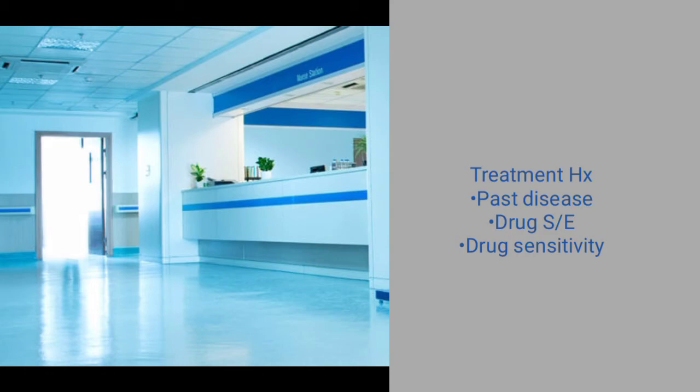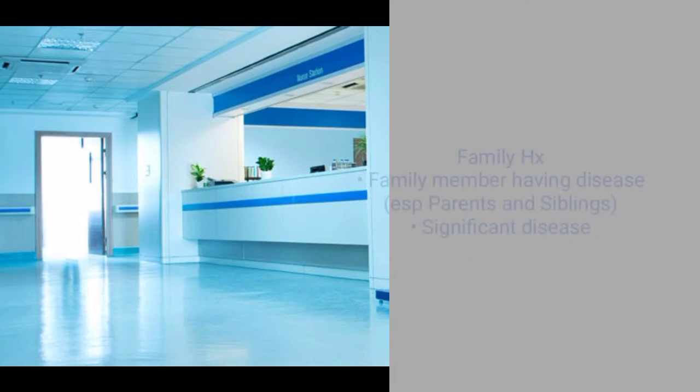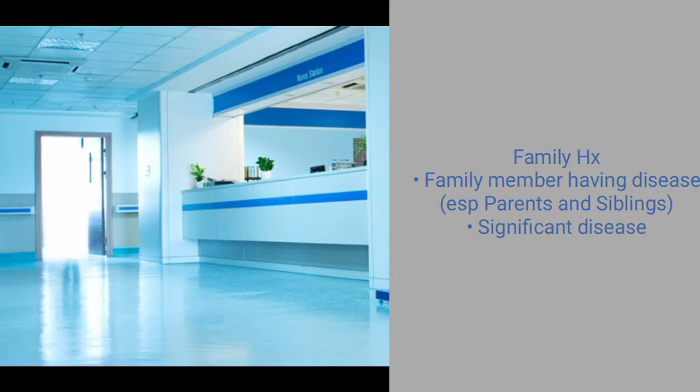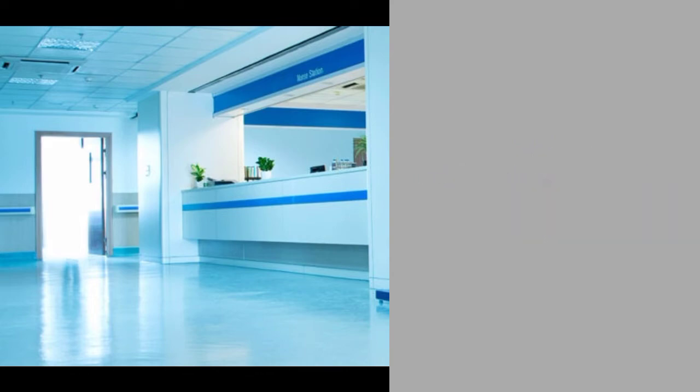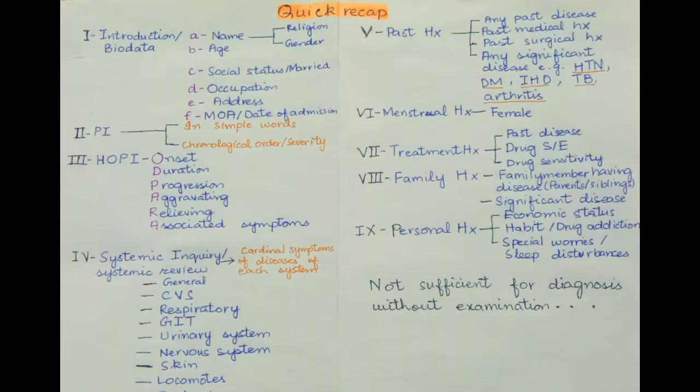And the next thing is the drug sensitivity. Now few patients are sensitive to certain drugs that can cause certain reactions. The next thing is the family history. You're going to ask if any family members of yours has any disease, especially your parents and siblings, and all the previous significant diseases like hypertension, diabetes, ischemic heart disease, TB, and arthritis. Now coming to the personal history, you are going to ask about the economic status, habit, drug addiction, special worries, or sleep disturbances.